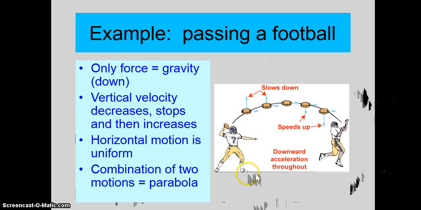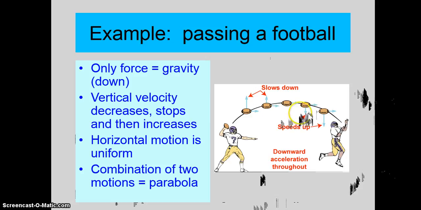Okay, so here's another example with a football. Here's somebody throwing a football. The vertical motion, you can see the little arrows get smaller and smaller, and then right at the top, the football has no vertical velocity. The velocity at the top is 0, and that's going to be very important for a lot of the problems that we're going to solve.